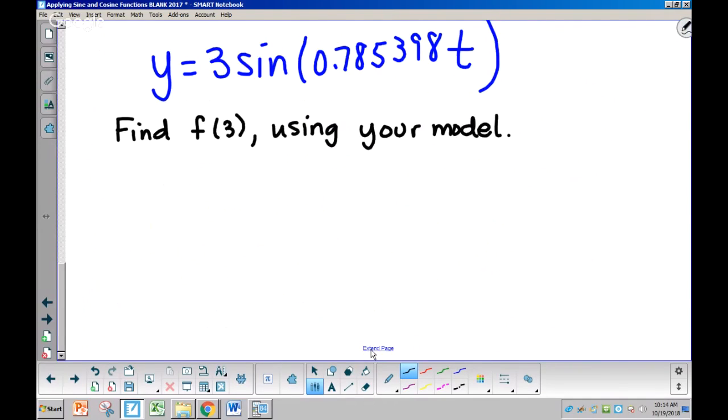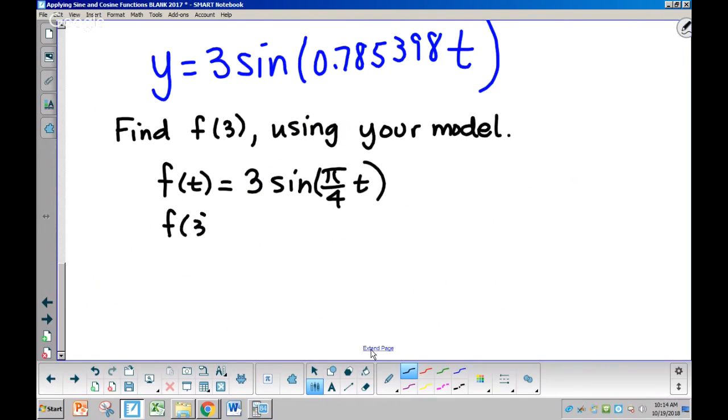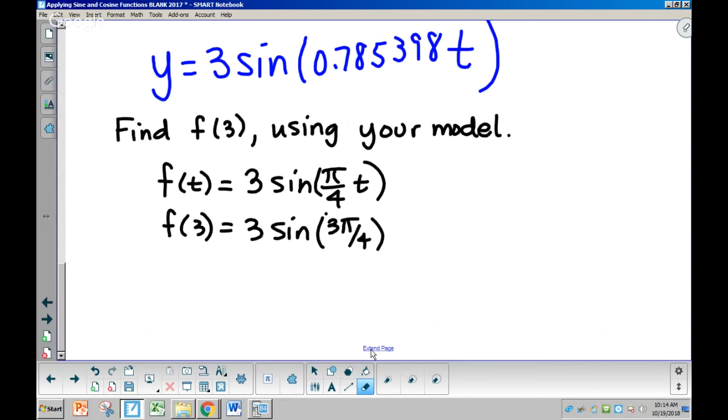All right, so let's use the very first one we came up with, which was f of t equals 3 sine of pi over 4 times t, right? And this was all in parentheses there, okay? Now, if I want f of 3, which is at the time equals 3, I'm going to put f of 3 here, and then I'm going to say 3 sine of 3 pi over 4. Now, do I need a calculator for that? I hope not, right? Do we know what the sine of 3 pi over 4 is?